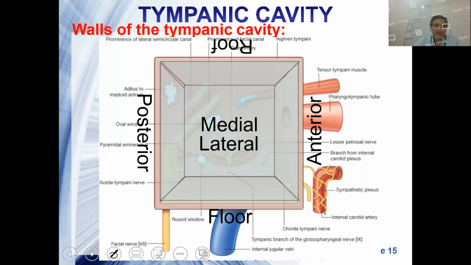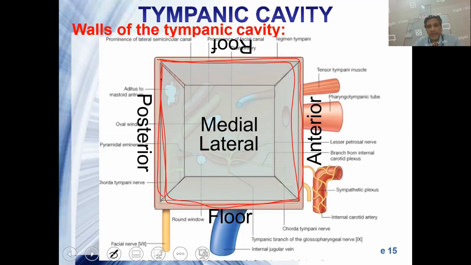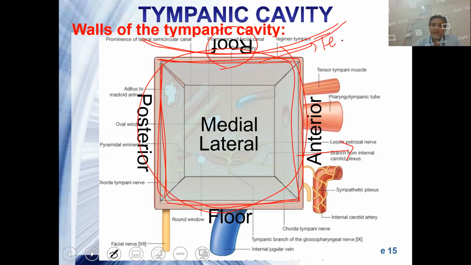So this is again a cuboidal structure, and this is meant to have exact anatomical sense for various structures present around this middle ear. This is anterior. This is the roof. Above the roof will be the tegmen plate. Tegmen plate is a bony plate which differentiates the middle ear from the brain cavity.